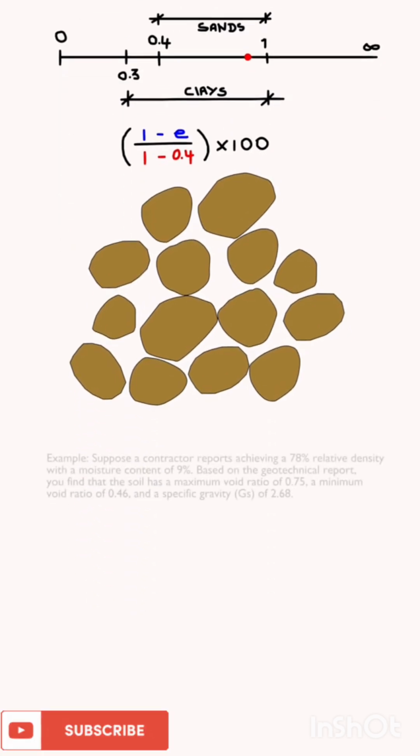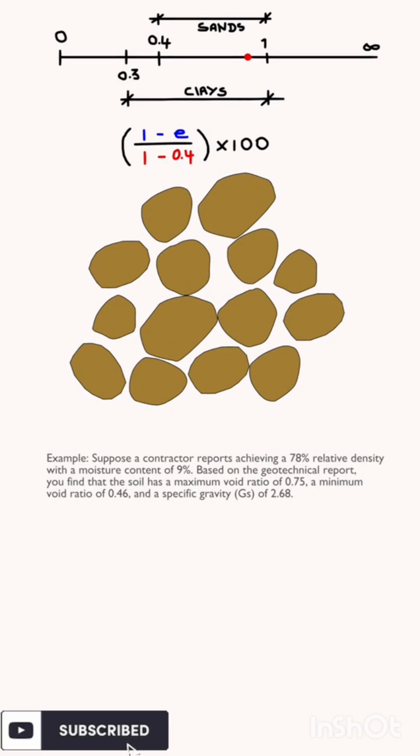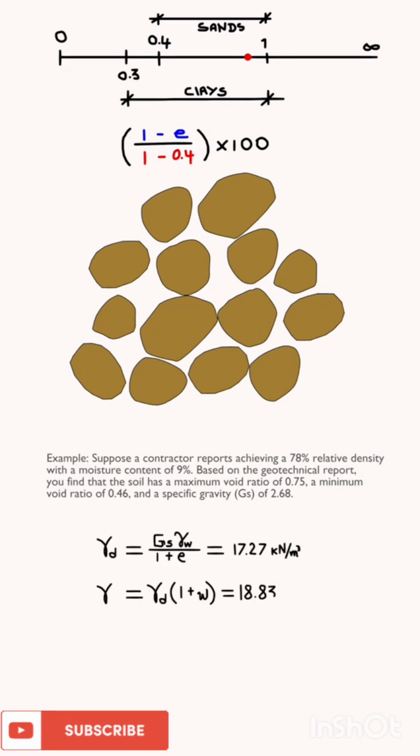Now let's take an example. Suppose a contractor reports achieving a 78% relative density with a moisture content of 9%. Based on the geotechnical report, you find that the soil has a maximum void ratio of 0.75, a minimum void ratio of 0.46, and a specific gravity, Gs, of 2.68. Using these parameters, you calculate that the unit weight of the soil is about 18.3 kilonewtons per cubic meter. So, is that acceptable?